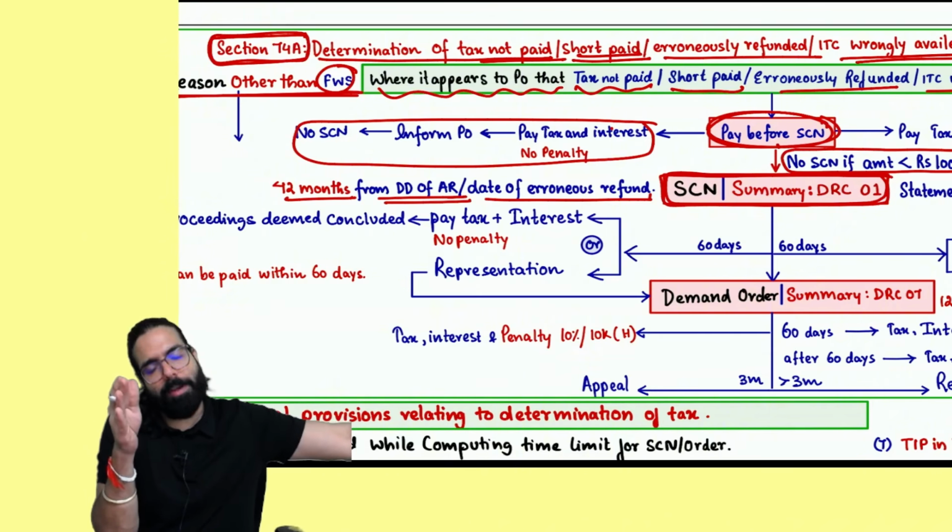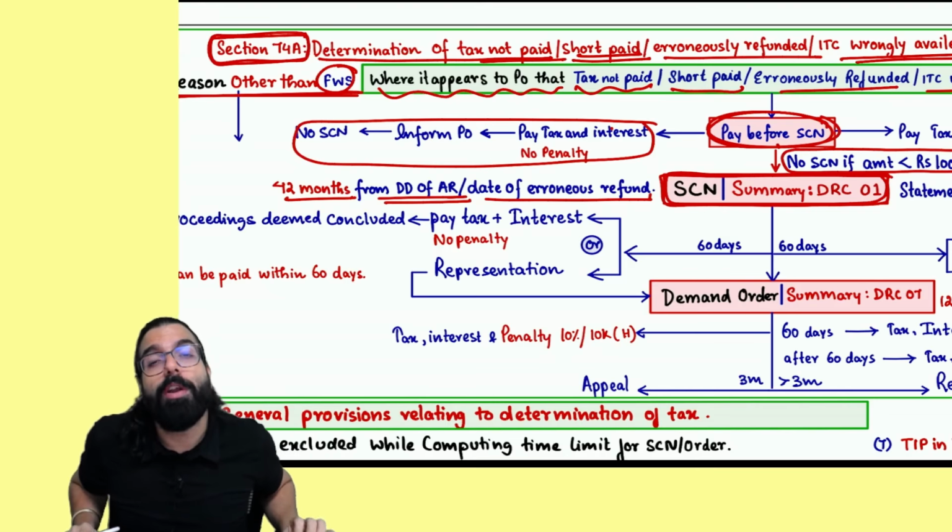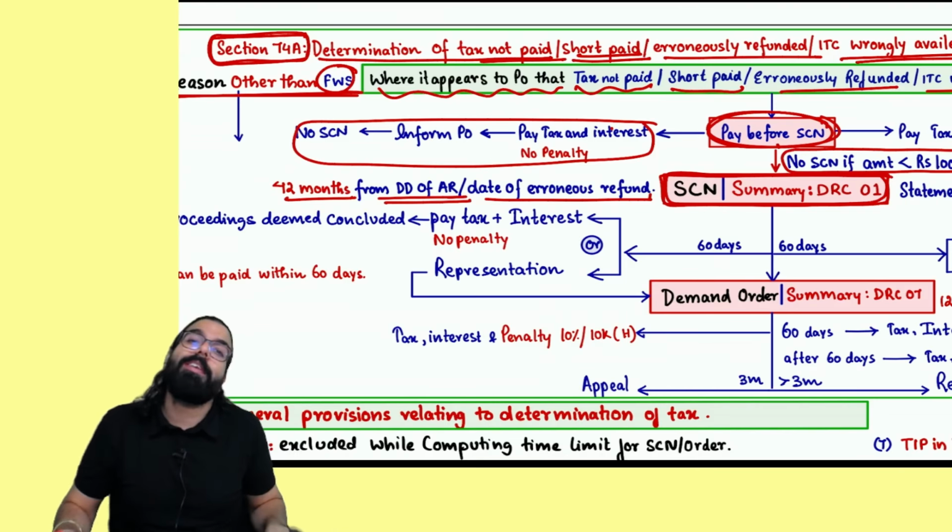I hope this point is clear. Yes, sir, this point is clear. Sir, 42 months from the due date of annual return. What if it is an erroneous refund?